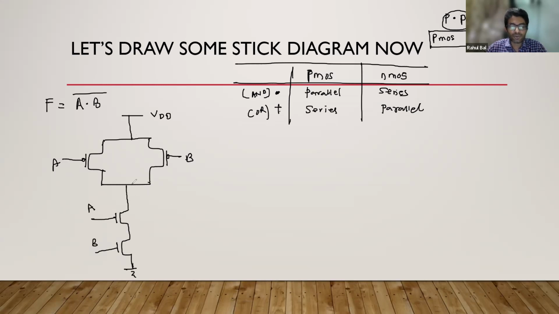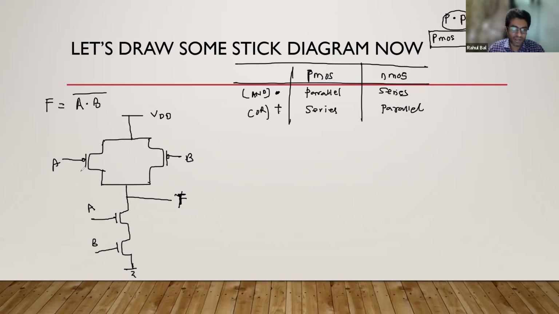And the output should be between NMOS and PMOS. So this is our output. The output is F, so we'll mention it as F. Okay, so this is the circuit diagram.